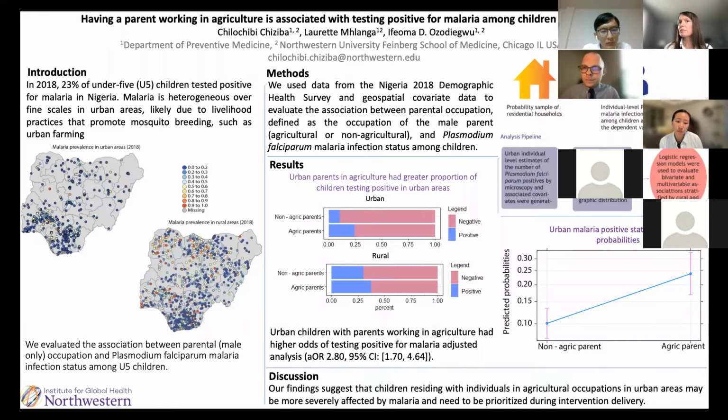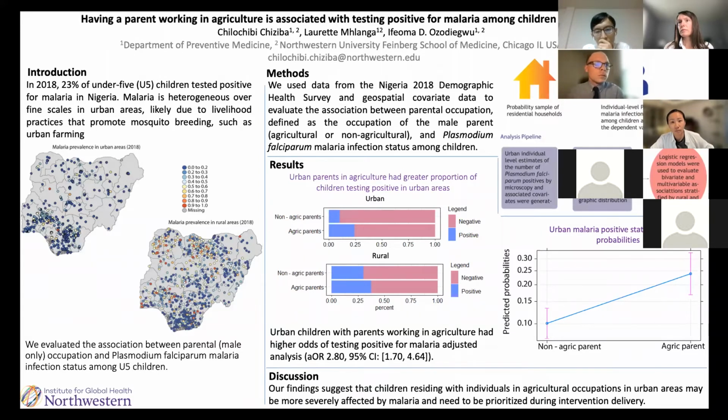And as you can see in the middle, our variable of interest, just from the descriptive analysis, shows that male parents in agriculture had a greater proportion of children testing positive in urban areas. And also, if we use logistic regression, we can identify variables that are potential explanatory variables. So I've just taken you back to the methodology part. That's the reason why we did that.